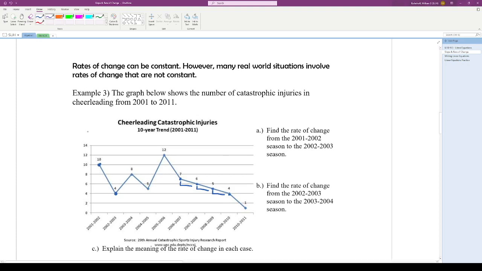Let me pick a different color since that's blue on blue. So we have this purple point and this purple point. And just like we did before, we want to look at the change in y. So that's our rise from here to here. So that would be a change of minus 6. We went from 10 to 4. We would write that as the new point 4 minus the old point 10. That gives us negative 6. And then our change in x's is just plus 1. We can think of this as 1, 2, 3, 4, 5.